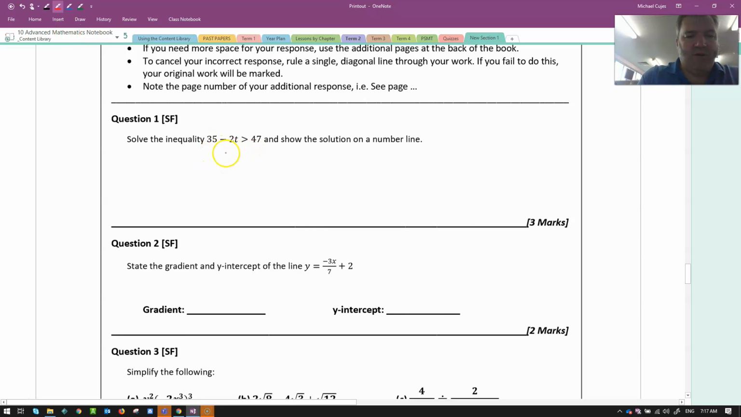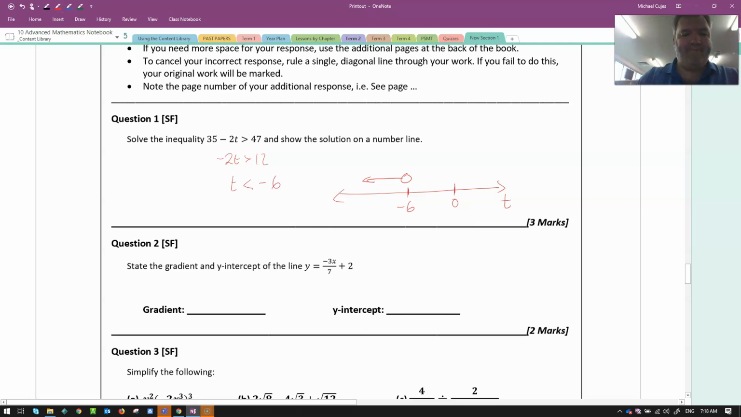I want to subtract 35 from each side, so I'm going to have negative 2t is greater than 12. Dividing by negative 2, when you divide an inequality by a negative, you need to change the direction of that sign. I've done that. 12 divided by negative 2 is negative 6. So now all I need to do is draw that on a number line. My number line is for t. There's my 0. Negative 6 is somewhere here. t is less than negative 6.